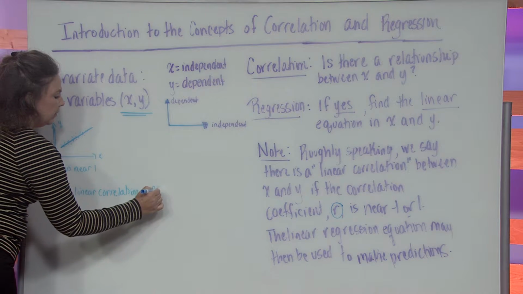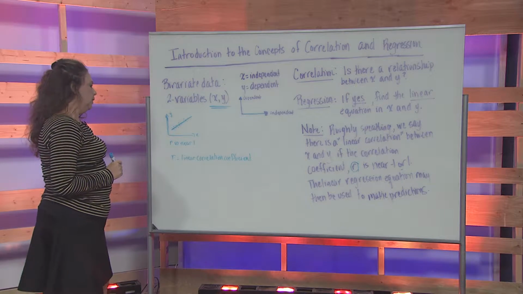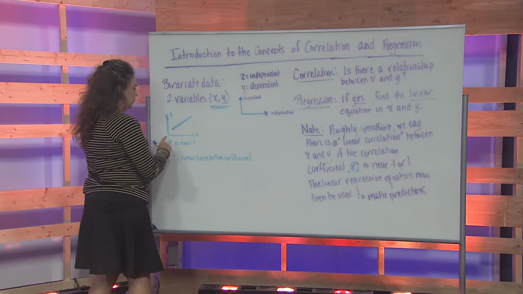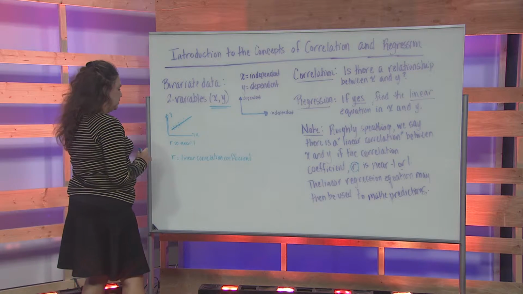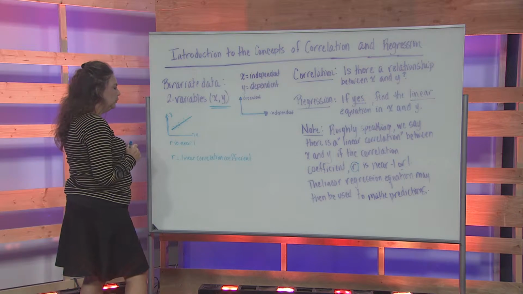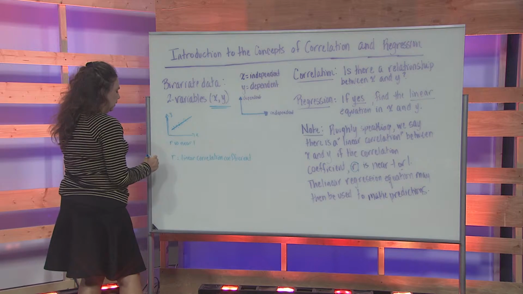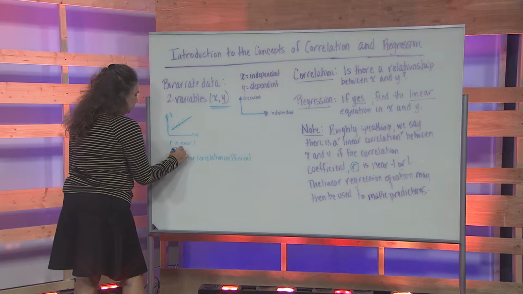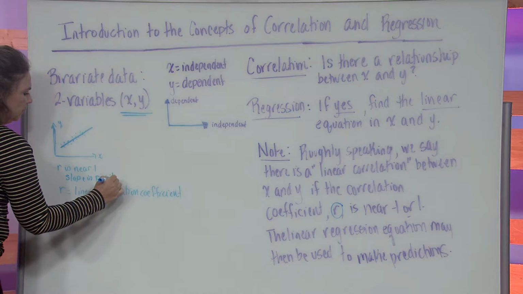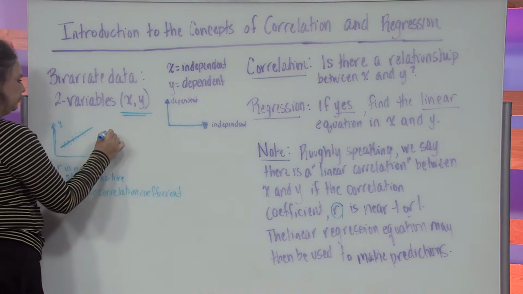So you may be given the value of R in your problems, or you may be given the paired data, and then you can use technology to come up with the value of R. So in this case, R is near 1, and we have what looks like a line going through our data here. And in this case, the slope is positive. So if R is near 1, the slope of that line will be positive.